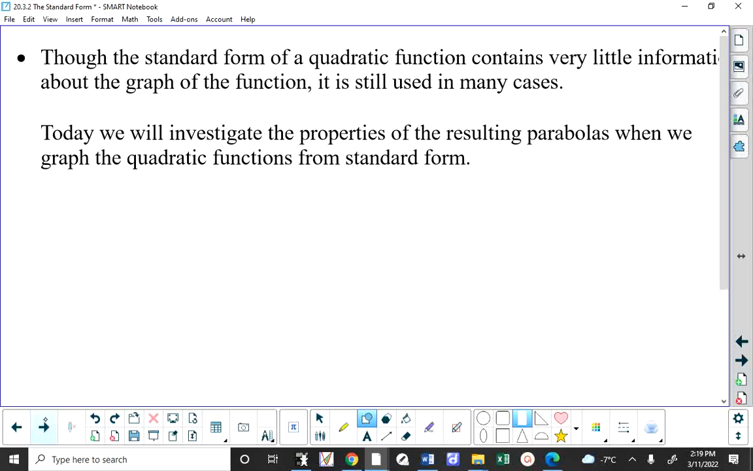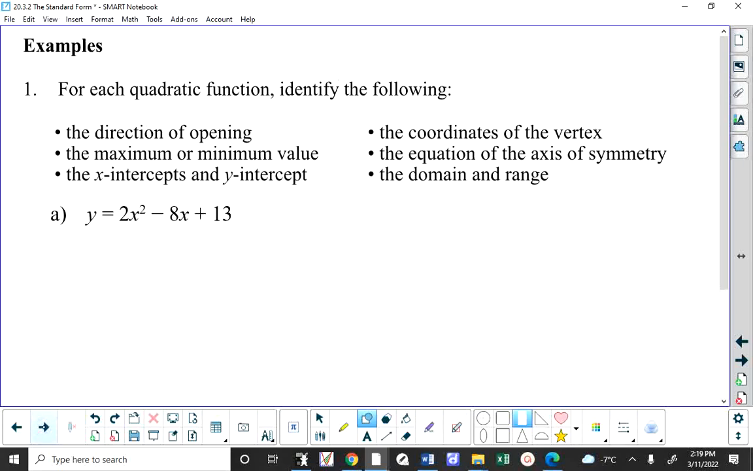Okay. So let's take a look at the first example. For each quadratic function, identify the following. Which way does it open? What's the maximum or minimum value? What are the intercepts? What are the coordinates of the vertex? What's the equation of the axis of symmetry? And what are the domain and range?